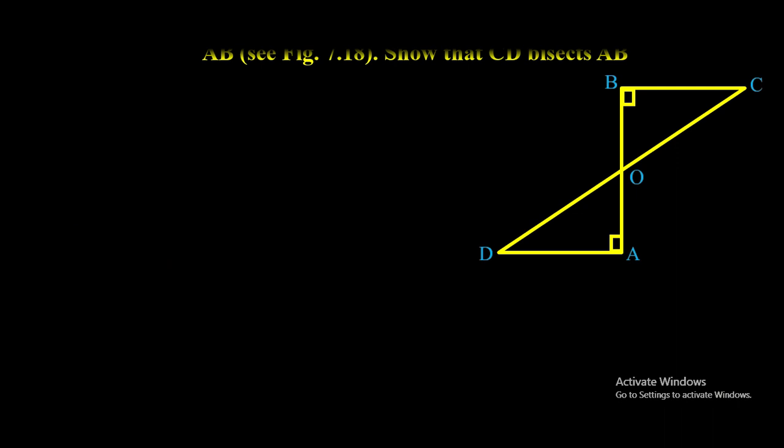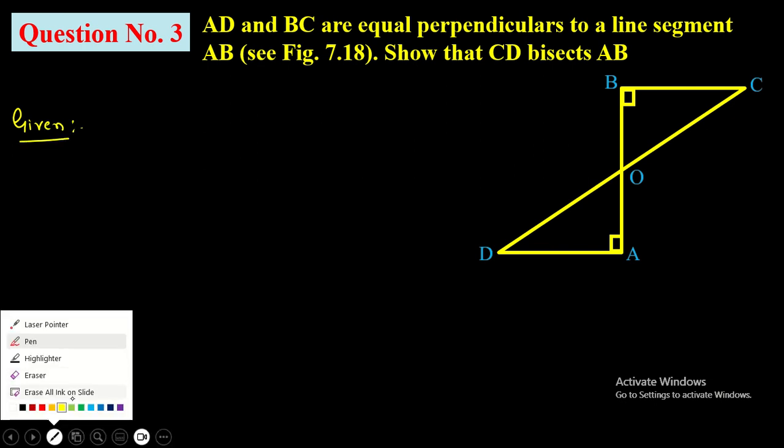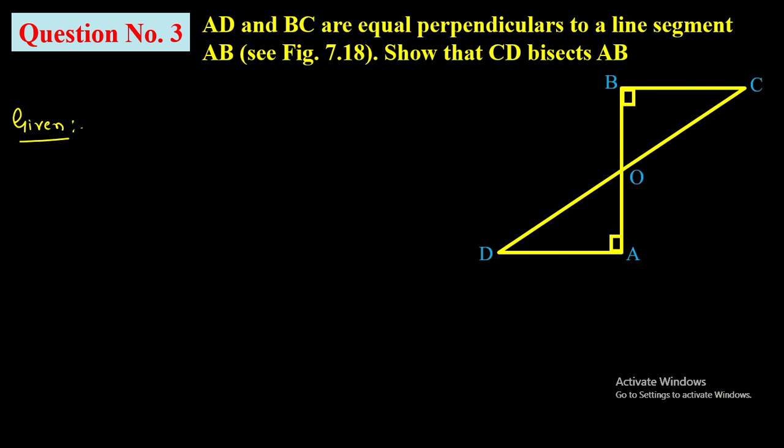Now, let's move to question number 3. In question number 3, it's given that AD and BC are equal perpendiculars to line segment AB. That means AD is equal to BC. So here it is given that AD is equal to BC. Also, it is said that these are perpendiculars. That means angle DAB is equal to angle CBA, and both are equal to 90 degrees.